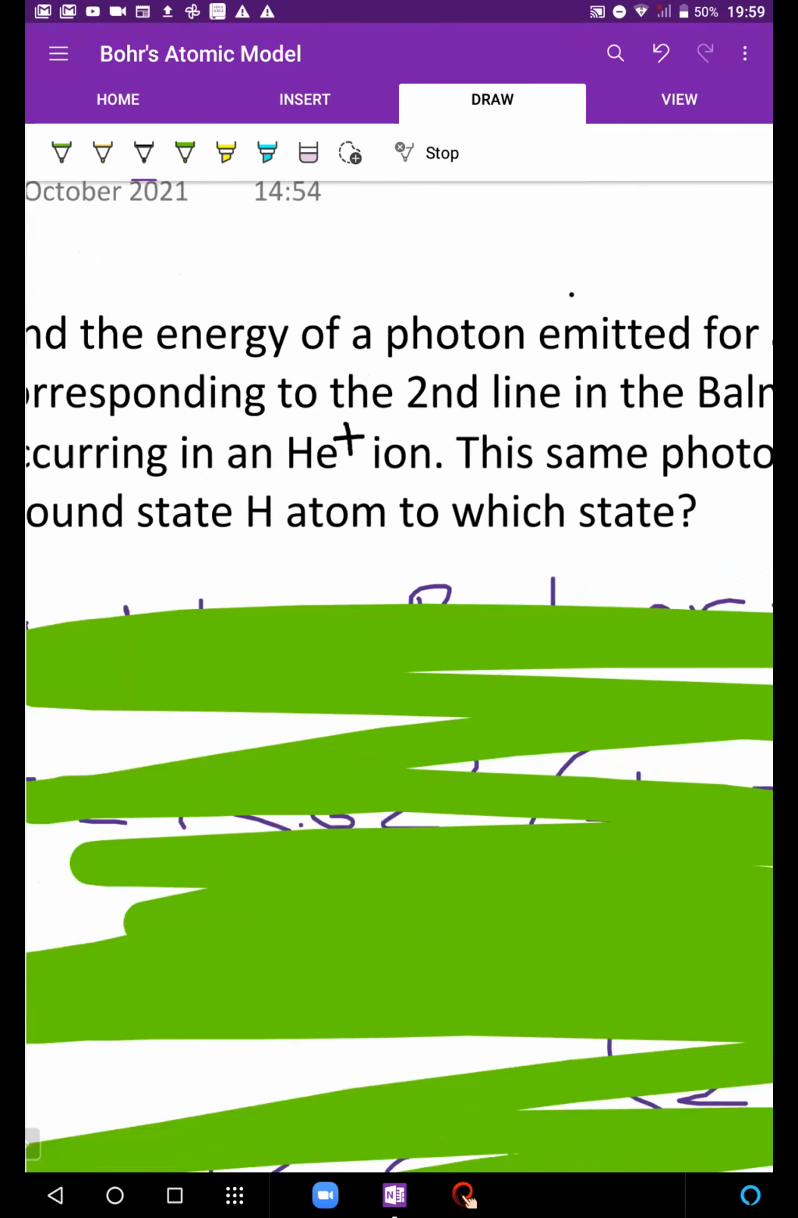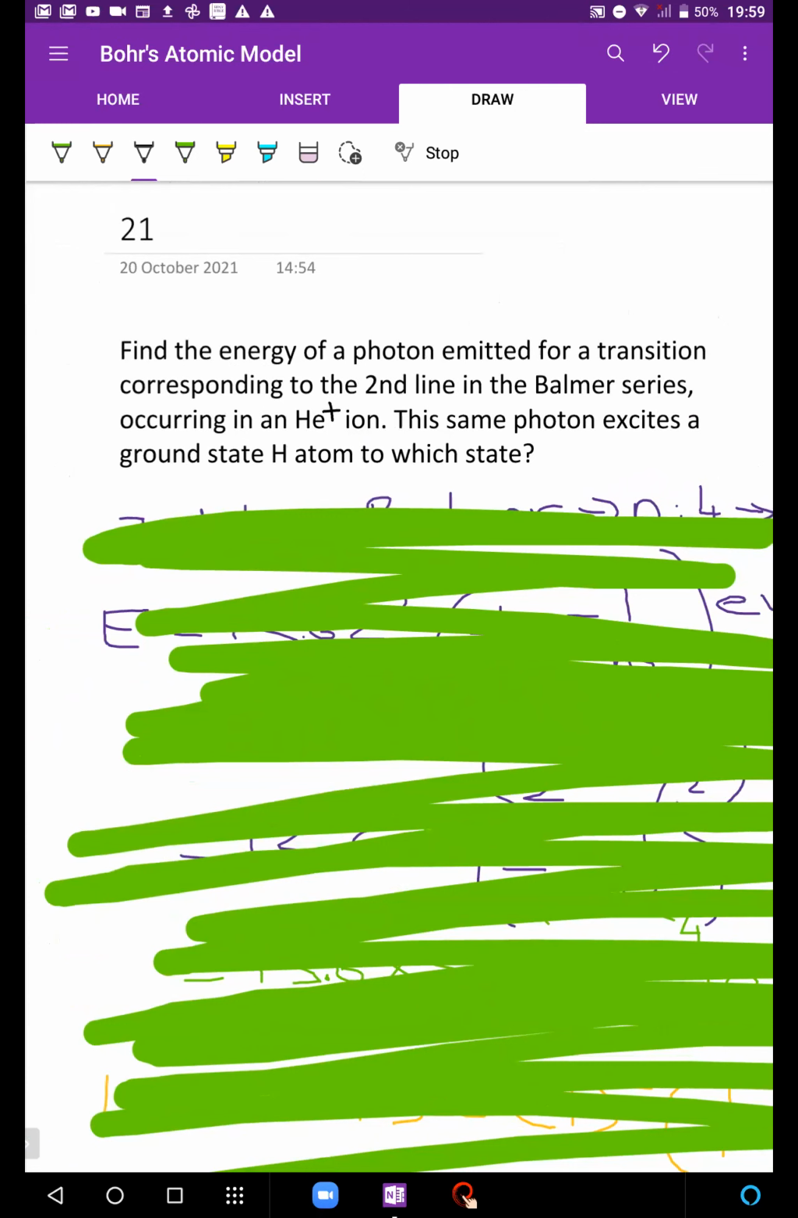Now, Balmer is technically for hydrogen. Balmer hydrogen के लिए है. तो यहाँ पे मैं बोल रहा हूँ कि emitted for a transition corresponding to the second line in Balmer series, मतलब similar to the second line Balmer series, but occurring in an He plus ion.